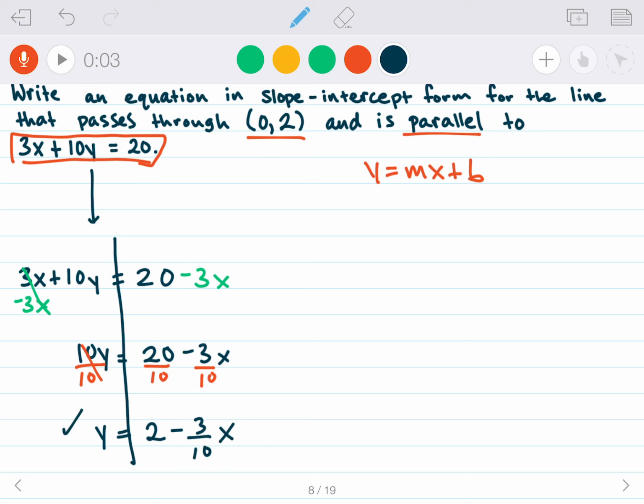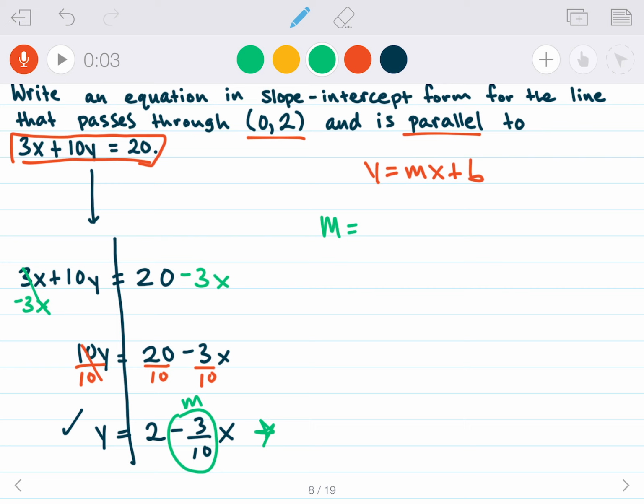Alright, so what was the point of doing this? I'm trying to find the slope, because this mysterious line that I'm trying to find must have the same slope as this because it's parallel to it. So what's the slope of this? Well, the slope we can see, because it's in slope-intercept form, is -3 over 10. So we know that our new line, the line that we're actually interested in, we really don't care much about this. We just wanted to get its slope.